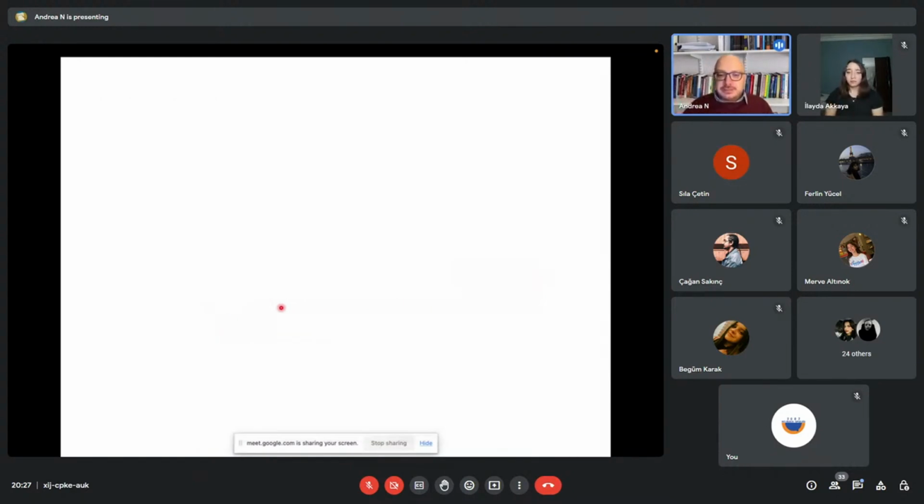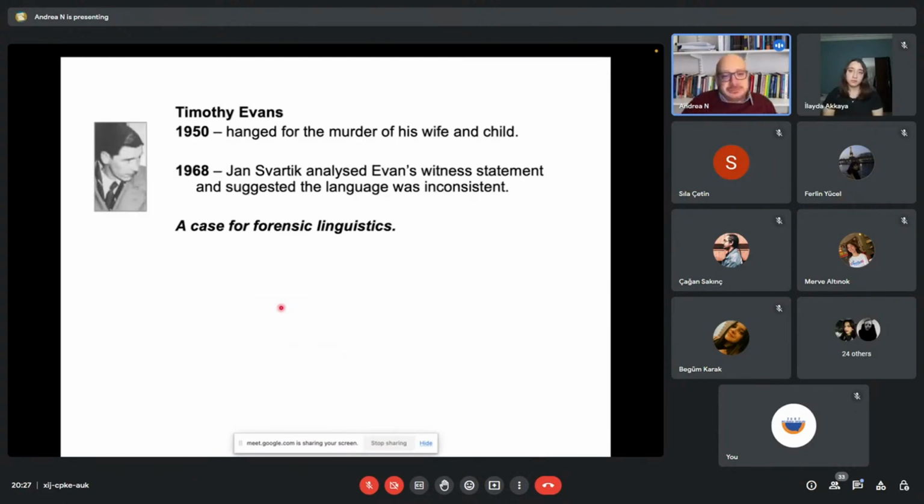And again, if that sounds familiar, it's because this is how forensic linguistics was born. So the Evans case, for example, when Jan Svartvik analyzed Evans' statements, and he found evidence of police coercion, so that actually the police basically wrote these statements. And again, there was no recording back then, and Timothy Evans was hanged because of a crime that he did not commit.